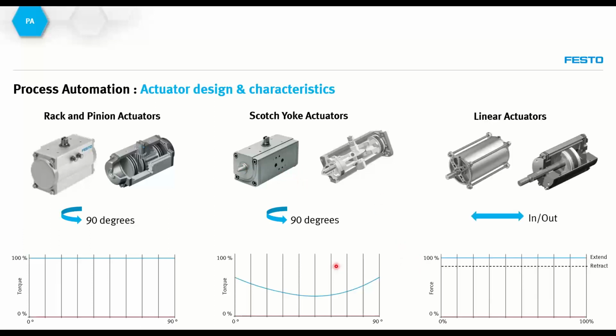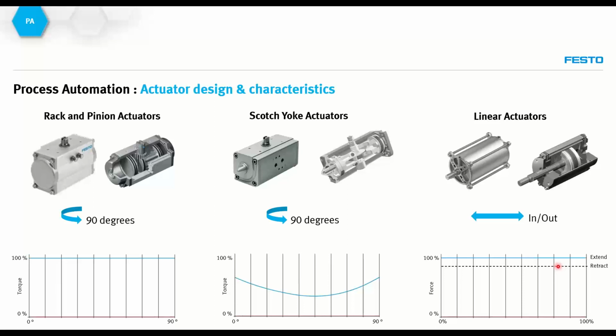Last, in the linear actuators, as we can see, forces are constant. In the blue line, we see the extending force for the linear actuator, and in the dotted line, we see the retracting force. Here, to highlight a very important point in the design, if we are designing, let's say, a knife gate valve, we always consider the retract force to ensure that the process valve is able to move in both directions, whether it's extend or retract.